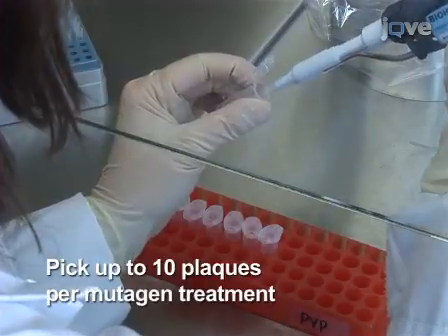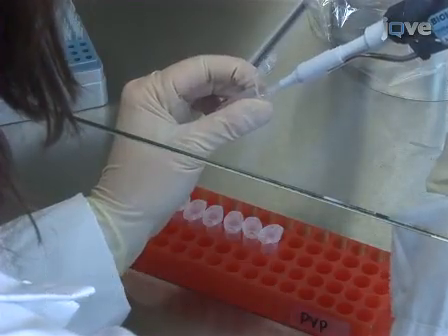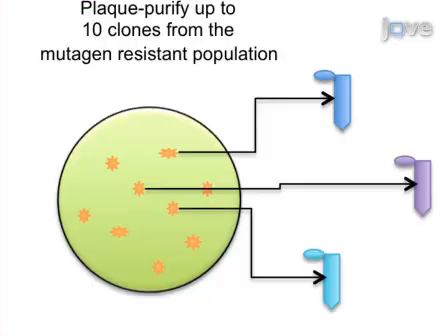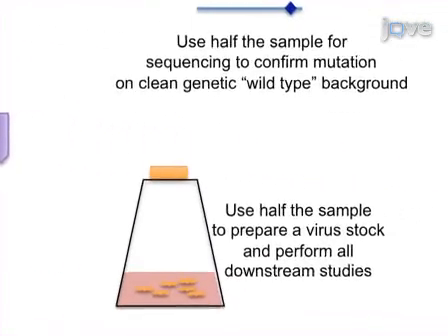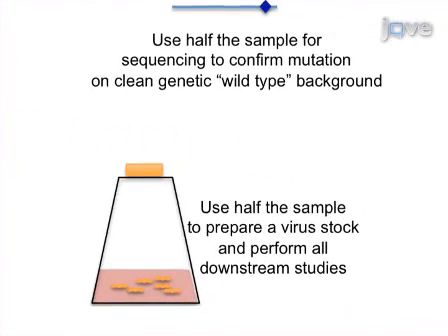Save a portion of the sample to amplify the live virus later. Then, extract the RNA from the remainder of the sample and perform RT-PCR. To identify the plaque sample that contains the desired mutation, sequence the cDNA. Ensure that there are no additional mutations. Then, make a larger stock of this virus for all downstream studies.